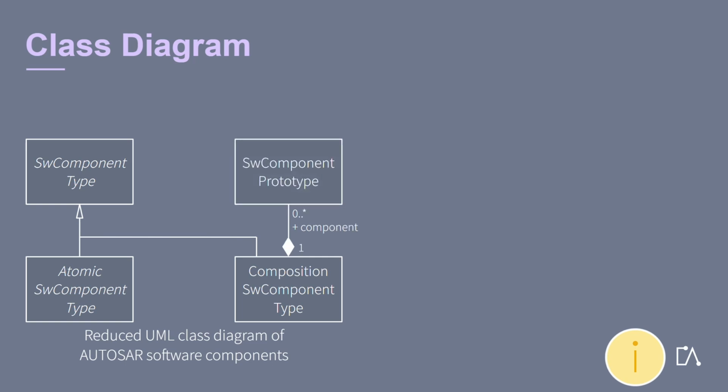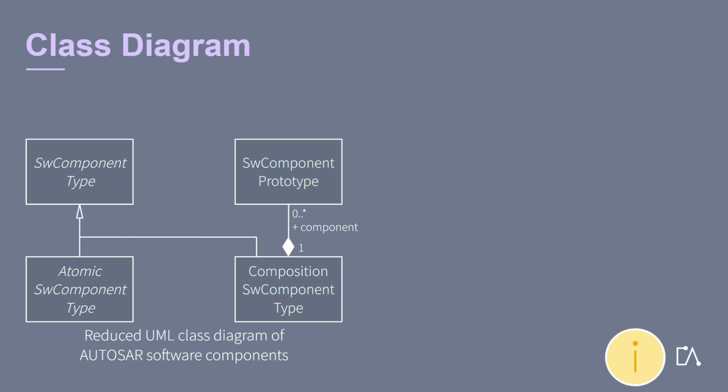This is shown by the composite relationship between composition software component type and software component prototype. A composition can be empty, which means it doesn't own any components. Therefore a composition could for example be delivered empty to a supplier to fill the internal structure. But a composition could also own an infinite number of components.